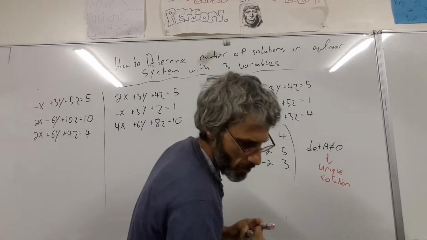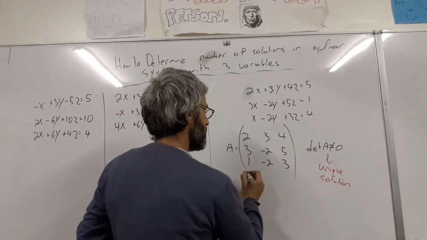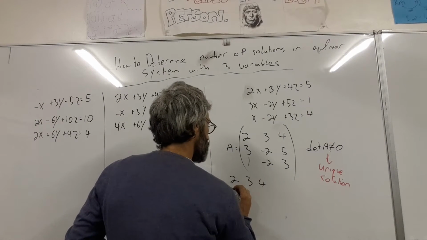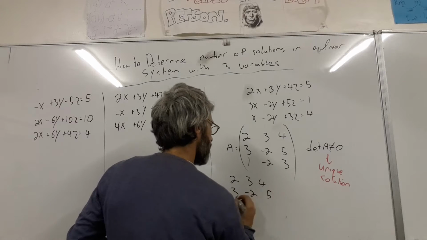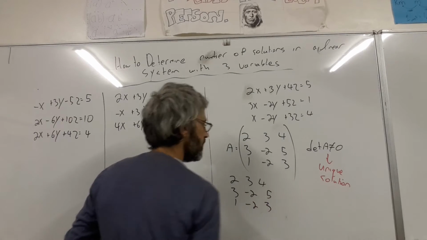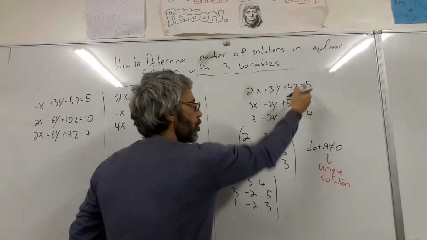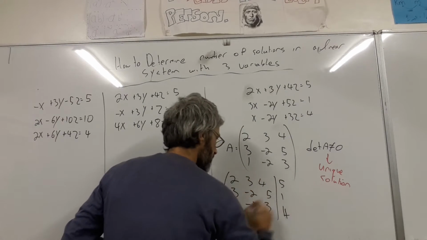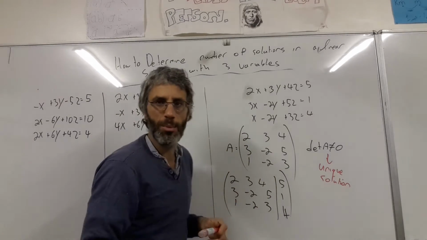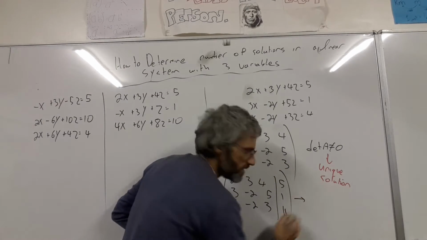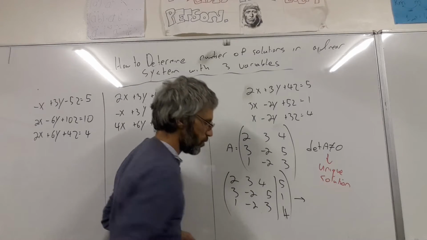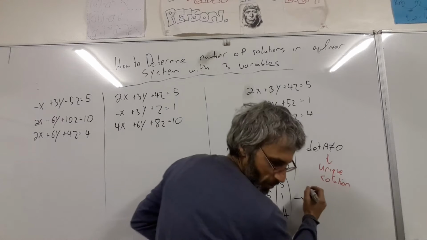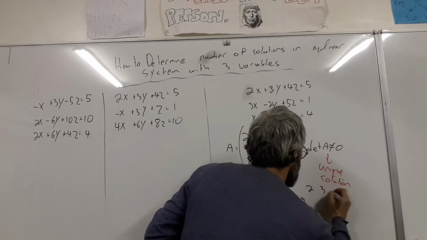So remember, what we do is we augment this matrix now. 2, 3, 4, 3, minus 2, 5, and 1, minus 2, 3. And I add the column of the solutions, 5, 1, 4. Then what I need to do is start row operations until I turn it into a reduced row echelon form. I'm not going to do it in front of you now, but I'll just show you what happened when I did it.